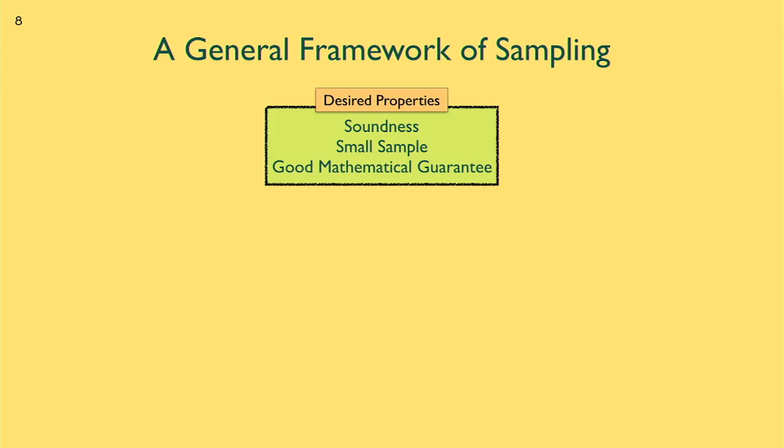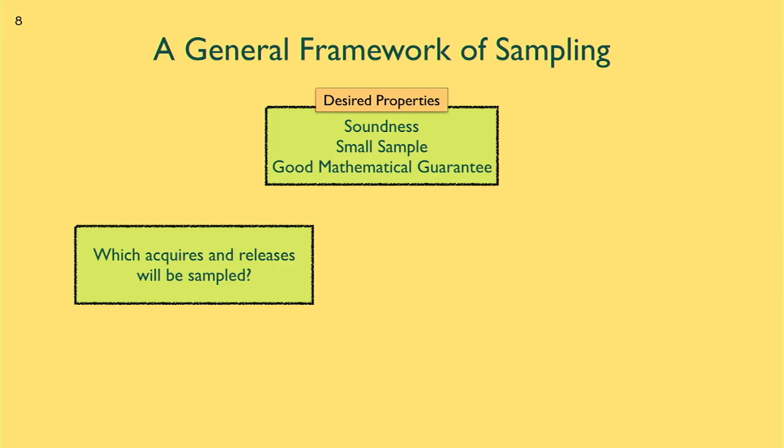And we observe that we can roughly understand how each sampling technique satisfies the three properties by asking two simple questions. The first one is which acquires and releases will be sampled. This tells us how the soundness is preserved, because we can look into how the edges between threads are observed.